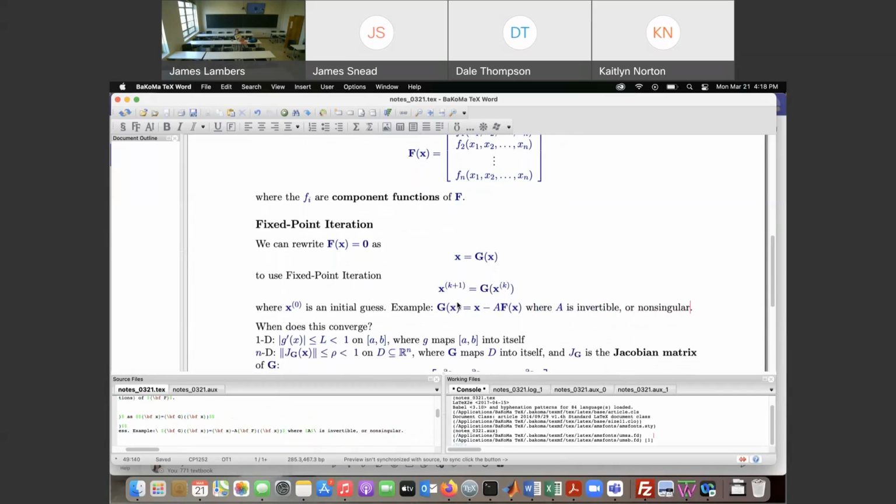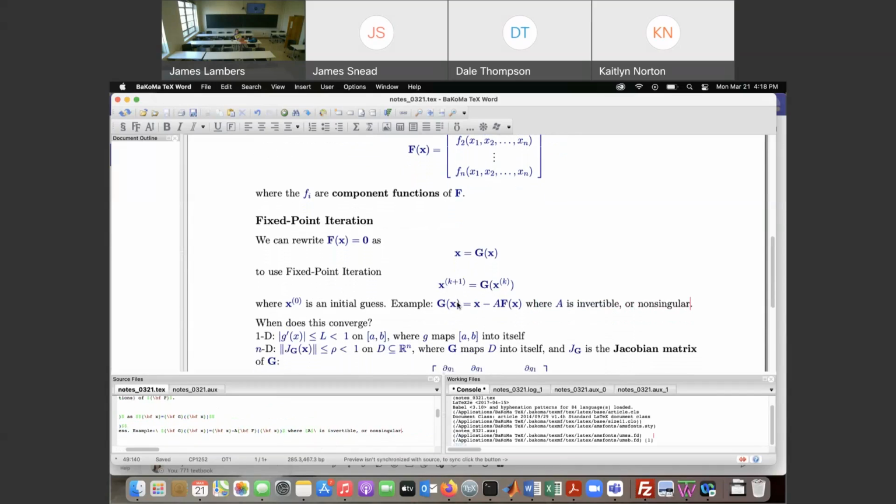So what about convergence? What can we say about that in the multivariable case? A quick recap from the single variable case. If your function g maps an interval [a, b] into itself, that gives you existence of a solution. And then, assuming g is differentiable, if the absolute value of the derivative is bounded by some constant less than 1 on that interval, then the solution is unique and fixed point iteration is guaranteed to converge.